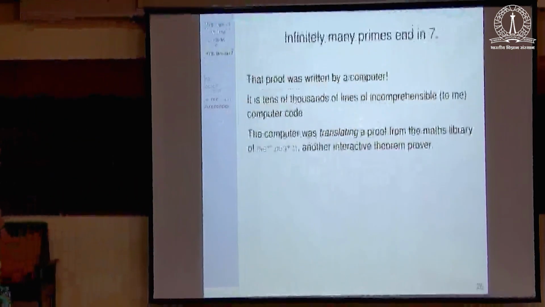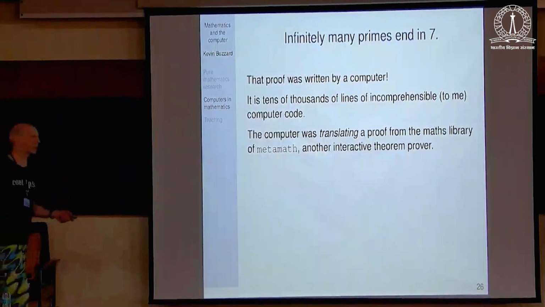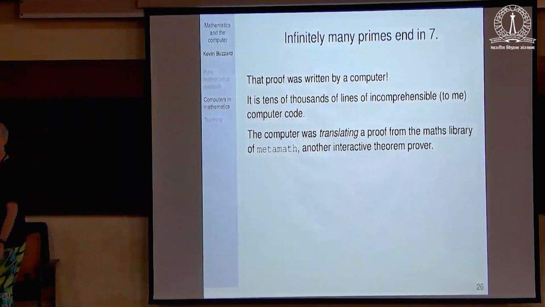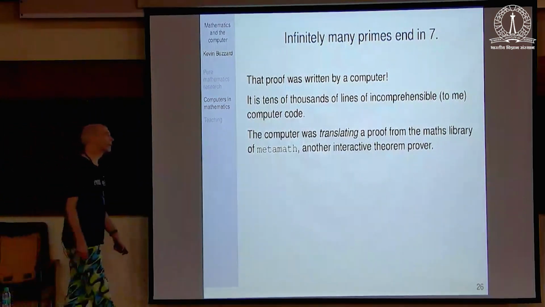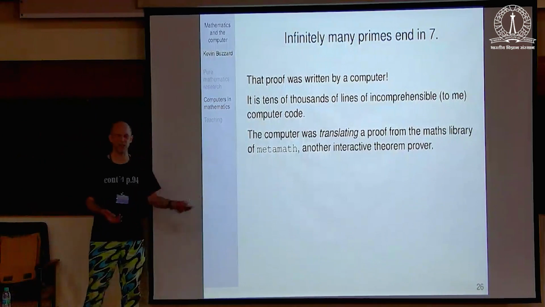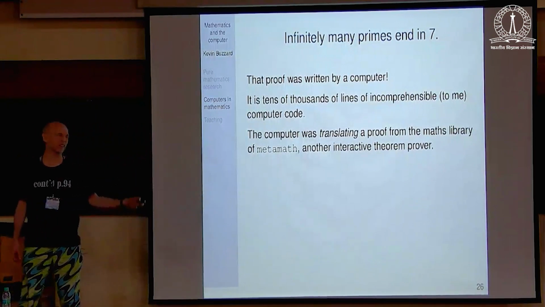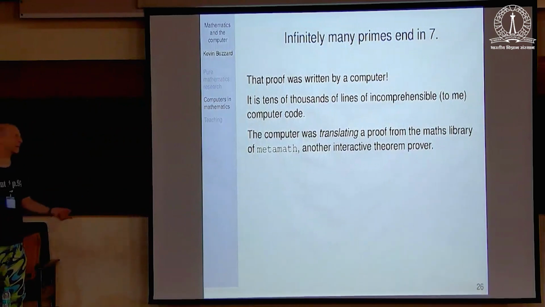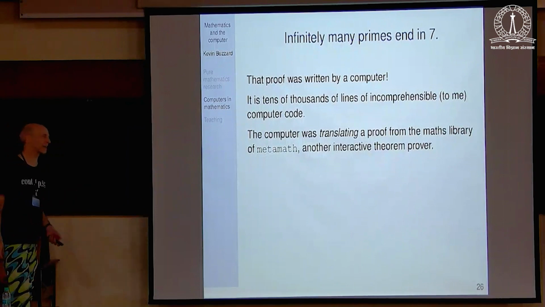So here's the secret. That proof that was written by a computer, it turned out that the computer was translating another proof. And the other proof was written in another interactive theorem prover. There's loads of these interactive theorem provers. There's like 20 of them. And they're all used by different communities to do different things. Some of them are used to check that code has no bugs. They're used to verify hardware and software and compilers and kernels, lots of computer science things. Some of them are used to do mathematics.